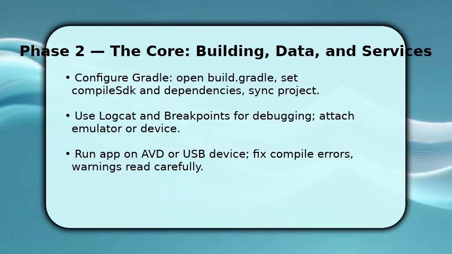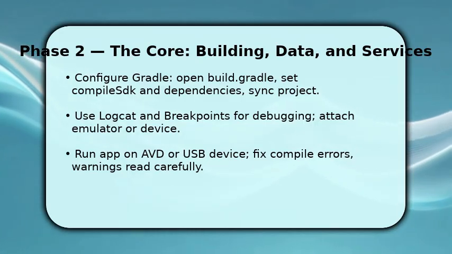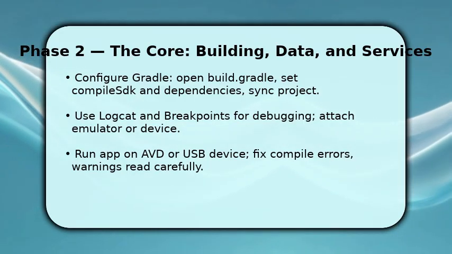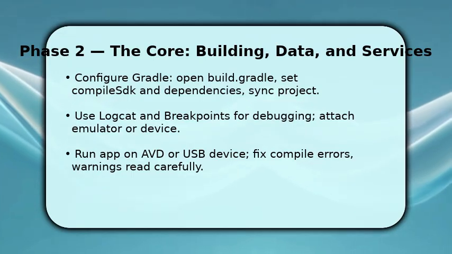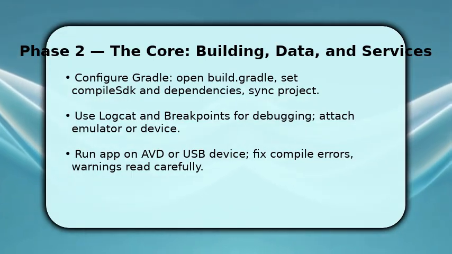Use Logcat to inspect runtime logs and set breakpoints to step through code. If a dependency fails, make small changes and resync. This iterative process pinpoints issues faster and keeps your project stable.